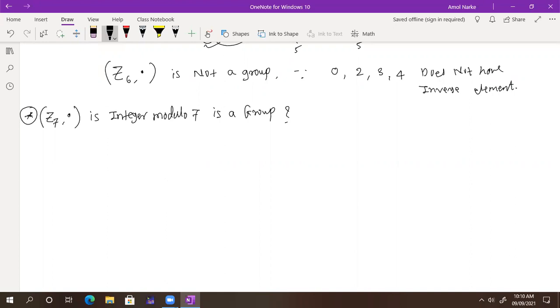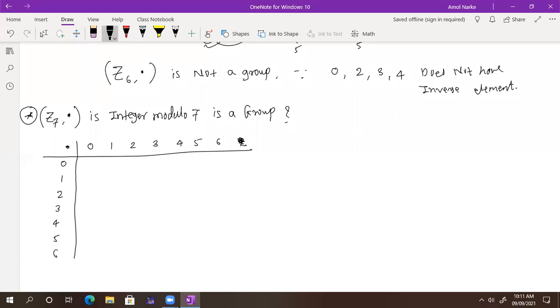No, sir, not a group. Why? Sir, because inverse does not exist. Okay. For which element are you talking about? 2. Okay, let's check it out. I just form a table first. Here I write down 0, 1, 2, 3, 4, 5, 6. Here also 0, 1, 2, till 6. That 7 is again 0.